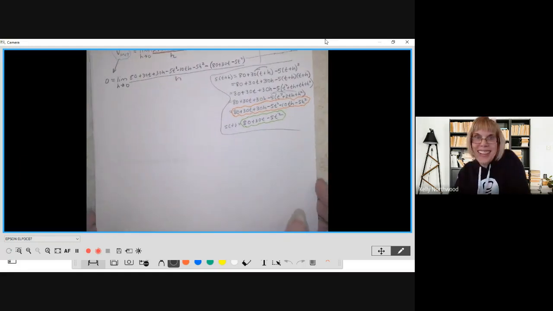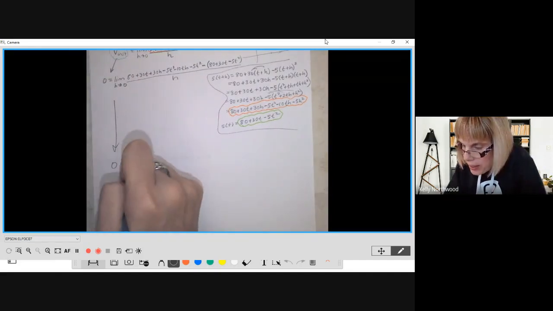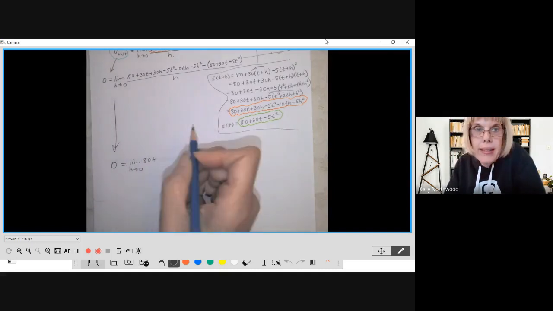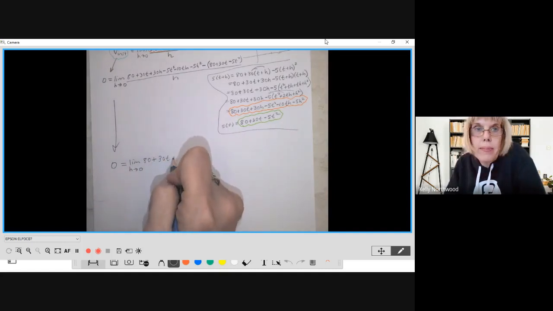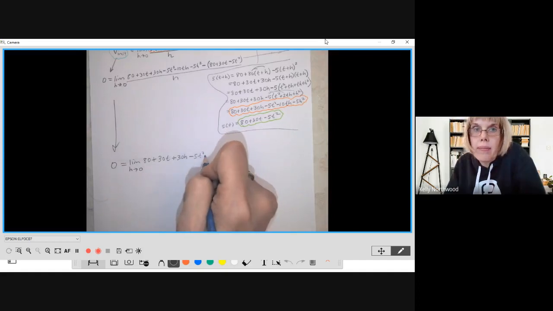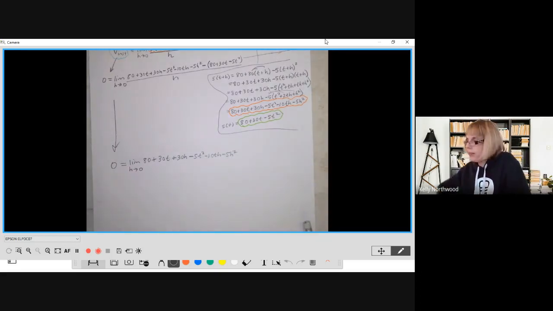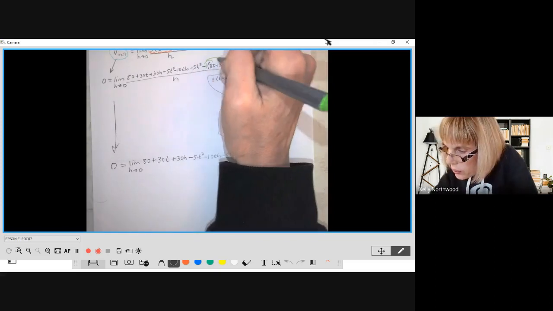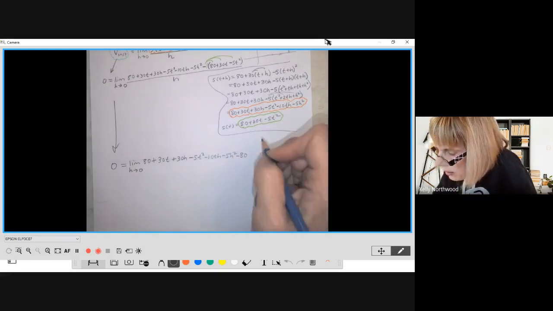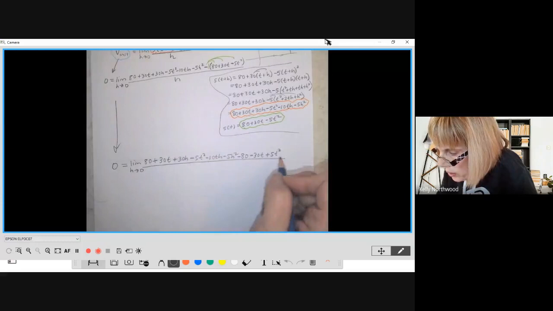And there's no way I'm going to fit the next line down because of this, so I'm going to come way down here. So 0 equals the limit as h approaches 0 of 80 plus 30t plus 30h minus 5t squared minus 10th minus 5h squared. And then I have to multiply this minus 1 through here using the distributive property. So that's going to be minus 80 minus 30t plus 5t squared over h.